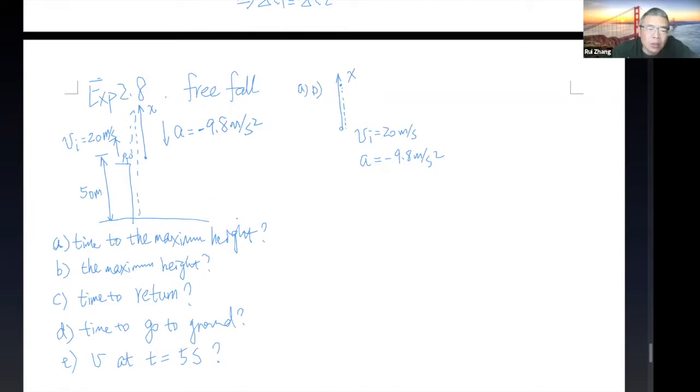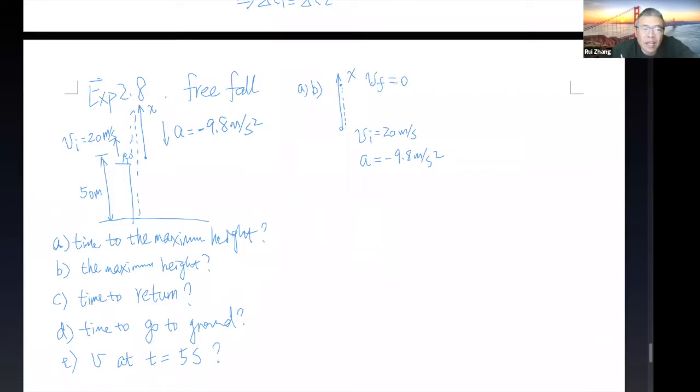What does it mean to go to the maximum height? What is the condition? What is the physical condition for this thing to go to the maximum height? The velocity becomes zero. Yeah, exactly. The velocity is zero, right? So for this A and B part, we know VF equals zero. Again, that's kind of critical.